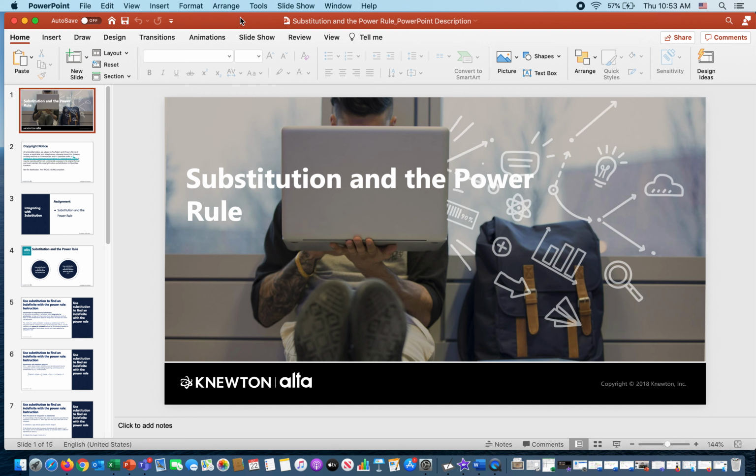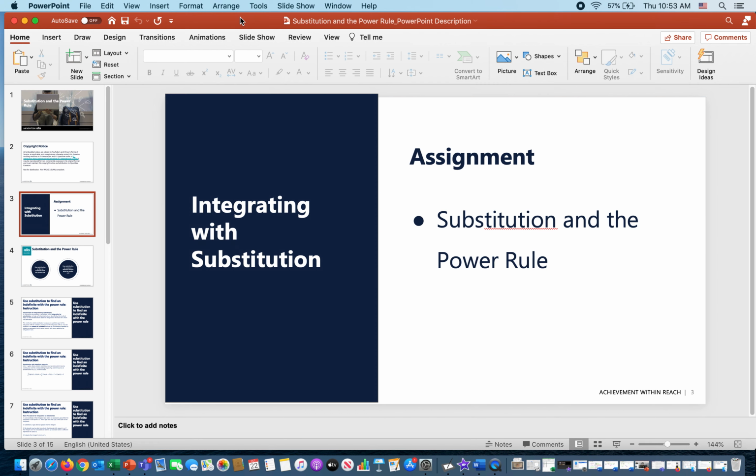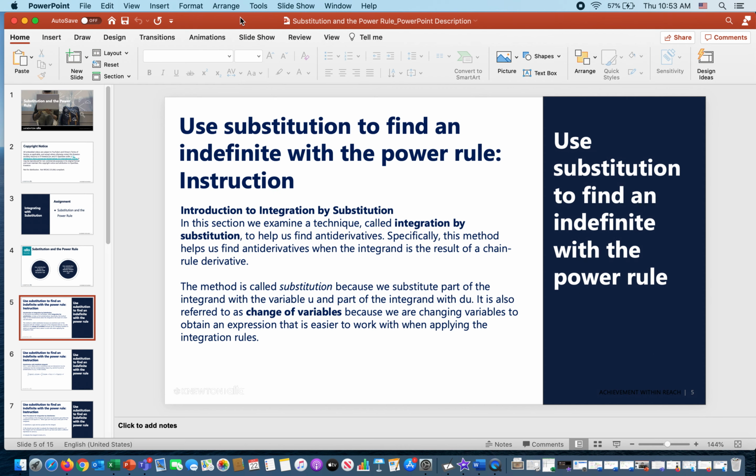Okay, so I know that was a mouthful. I think once you see some of the problems, you'll really understand exactly what I'm talking about. In this PowerPoint, we're really looking at substitution and the power rule. We're going to look at some other integrals, and at how to do substitution with trig functions and exponential functions, video by video. We're not going to tackle it all at one time. So let's jump in and take a look.